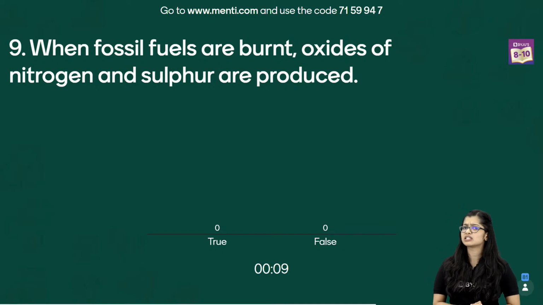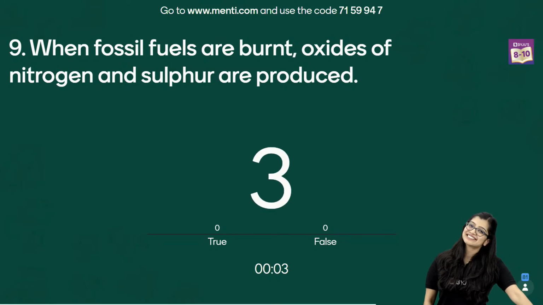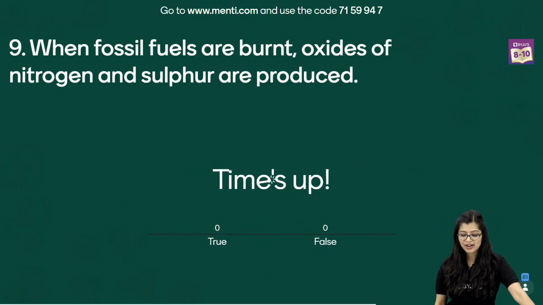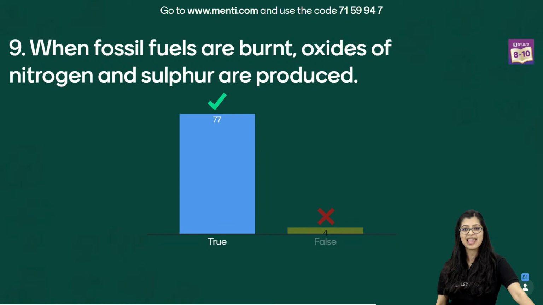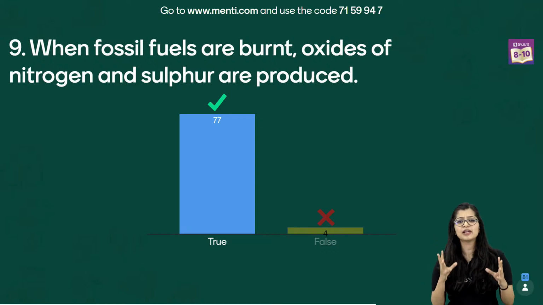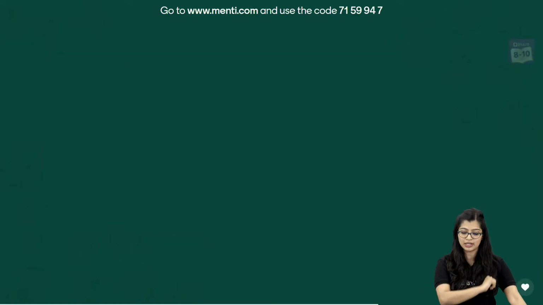So far from whatever we have discussed, I think this is very simple, right? Very, very simple question. 5 more seconds left. 2, 1, and time's up. Right? So let's see how the results have come up. And I'm expecting some good numbers. Yes! 77 have got this right. I am so proud of all of you that you've got this right. And I hope that now this has become very simple, right? Understanding what are the causes of air pollution.